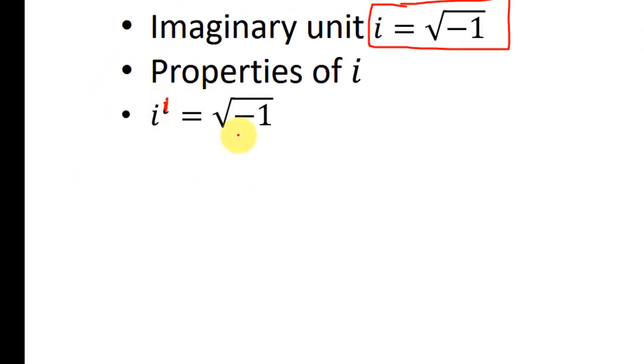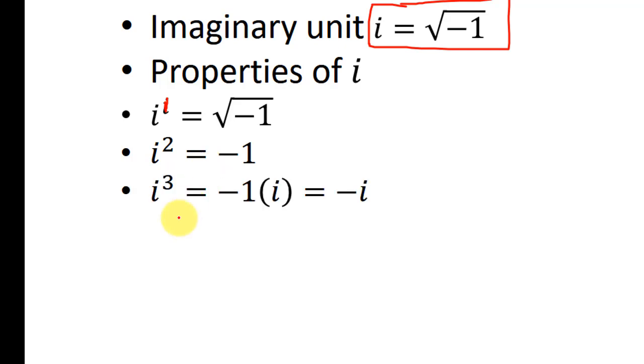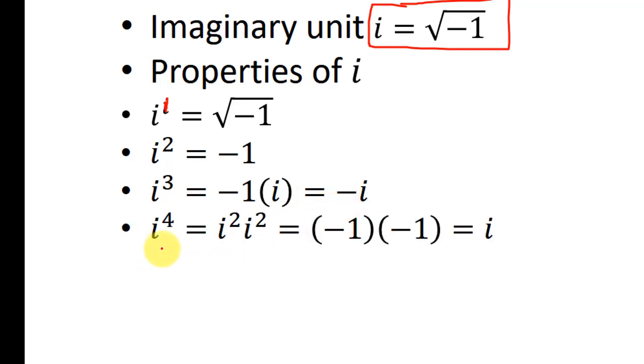If i to the first is equal to the square root of negative 1, then if we multiply i by itself, we get the square root of negative 1 times the square root of negative 1. We would actually get negative 1. So i squared is negative 1. For i to the third power, if we took negative 1 and multiplied it by i again, we would get negative i. And i to the fourth power, if we took i squared, which is negative 1, and multiplied it by itself, negative 1 times negative 1 equals 1.